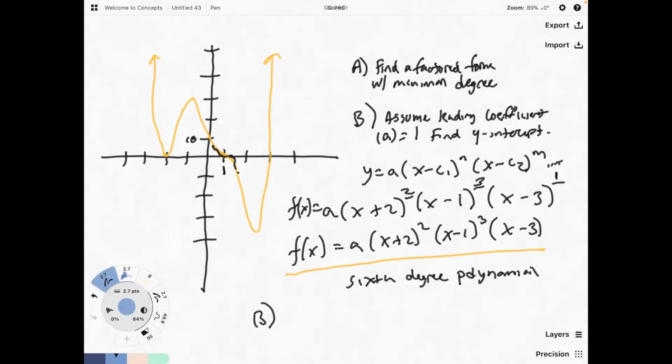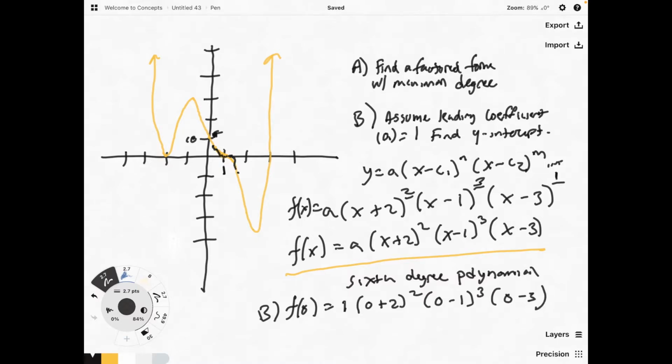Now for B, it asks, assume the leading coefficient of A is 1, find the y-intercept. We're trying to find this point right here, and we can do that by substituting 1 in for A. In the y-intercept, all we need to do is set x equal to 0, and that's going to show where the graph intercepts with the y-axis. And so if we do f of 0, we know that a is assumed to be 1, multiplied by 0 plus 2 squared, multiplied by 0 minus 1 cubed, multiplied by 0 minus 3.